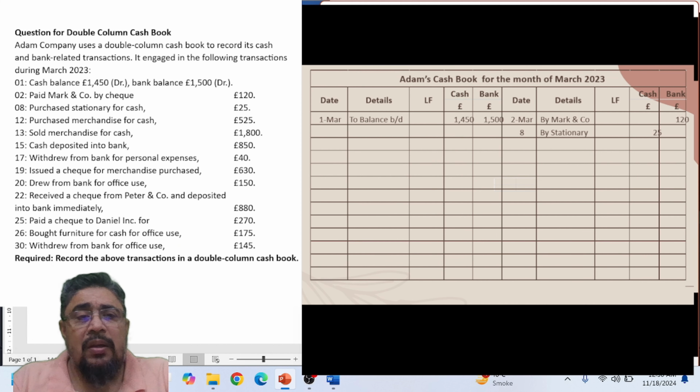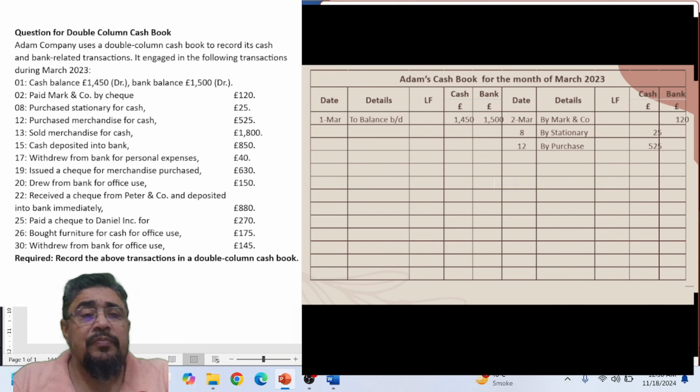Next, on 12 March, we purchase merchandise for cash, 525. Merchandise means goods. So now we are purchasing, so we pay cash. So on the credit side, we write the amount in the cash column. So then it is 12 March, by purchase account, 525.